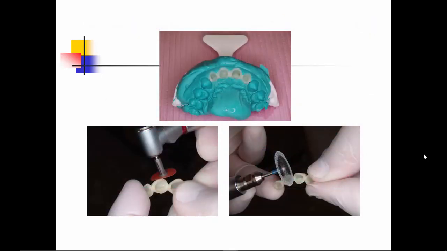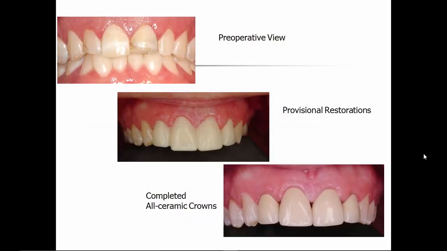I'm using Softflex discs. I find them best for trimming at the gingival margins. I'm using a separating diamond to create my provisional restorations. But the proof is in the pudding. If I take a look at my preoperative view, my provisional restorations that were fabricated, and then my completed all-ceramic crowns, you can notice that the diagnostic wax-up was critical and crucial for the fabrication of these aesthetic restorations by the dental laboratory. It takes significantly less time than when using some of the other monomer polymer-based temporary materials.